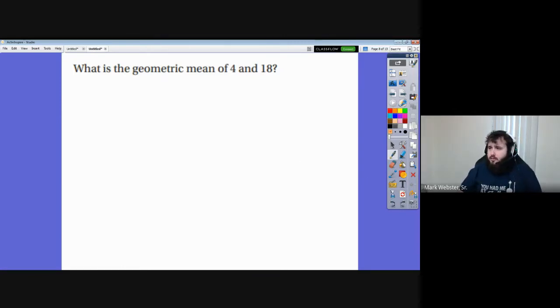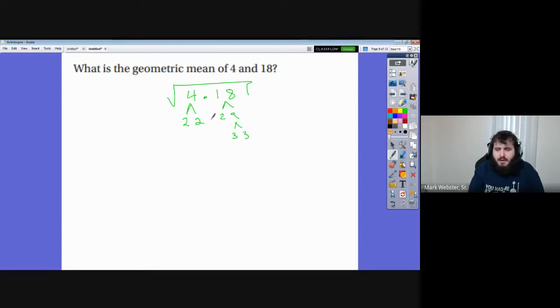Okay. So let's go through this. Same idea. Let's find the geometric mean of 4 and 18. And once again, I'm sitting here thinking, well, I don't want to multiply this. Yeah, that's 72, but who cares? Break it down. Right? 4 is 2 times 2. We're breaking it down into its prime factors. So look at what we have: 2, 2, 2, 3, and 3.